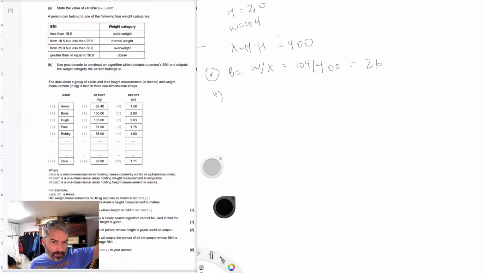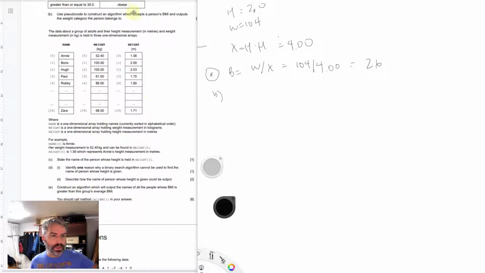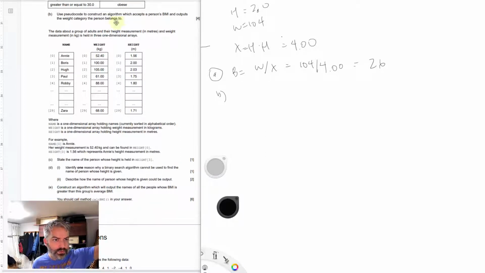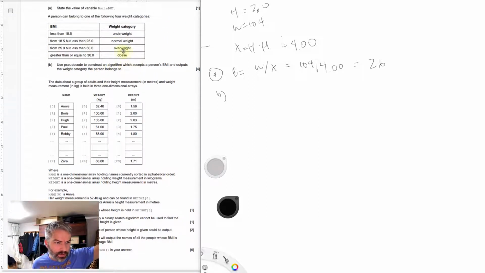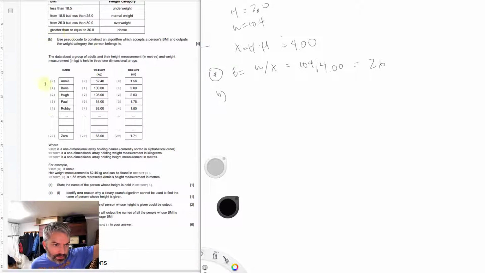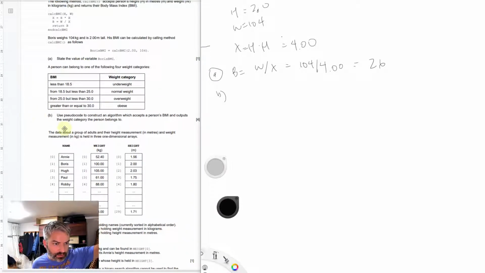Okay, so BMI. Pause this again. Let's look through B here. We're going to construct an algorithm, so there's going to be a higher level. Let's see what kind of points we're looking at for this one: 4 points. Construct pseudocode that accepts the person's body mass, accepts the person's BMI, and then, oh, this is directly related to this one. I think this stuff is related to part C, and this is related to part B. So use pseudocode to construct them, and then output the weight category that they belong in.